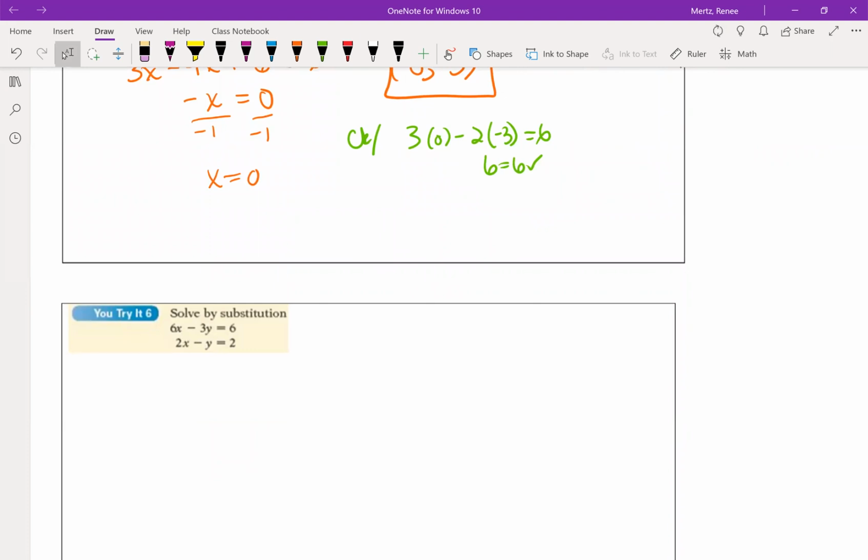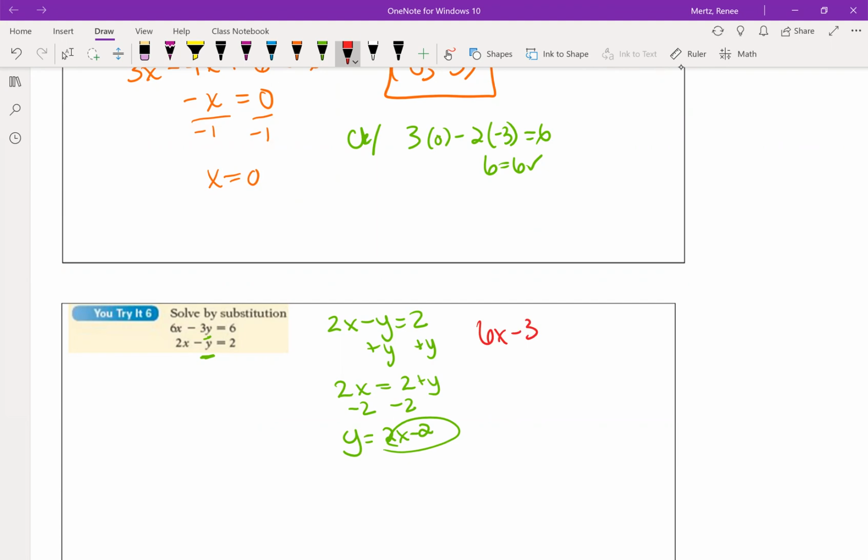One more. Again, we're picking the easiest variable to get alone. So again, I'm going to add the y to the other side. I don't like to deal with negatives. So if you think like a mathematician, you'll think about how is it easiest to get rid of a negative. And we're going to substitute that in. So I'm plugging this in for this y. So I get 6x minus 3 times 2x minus 2 to equal 6.